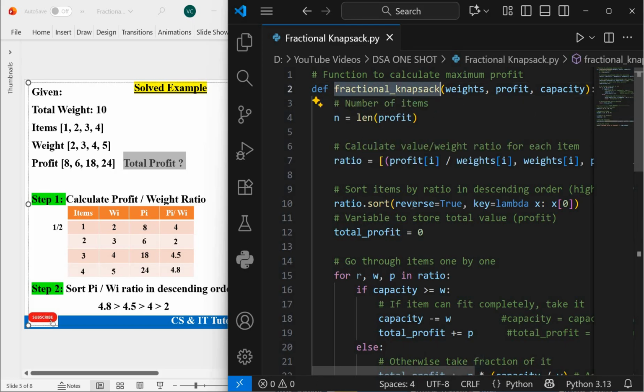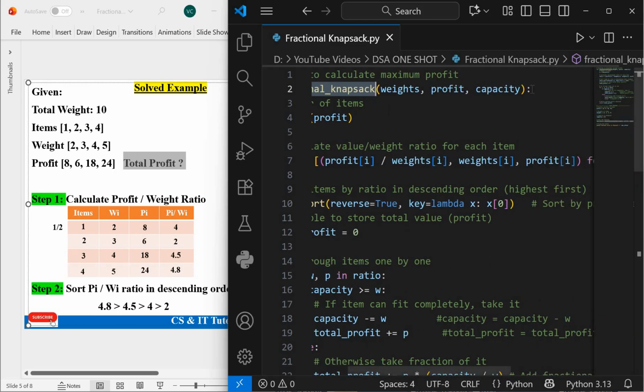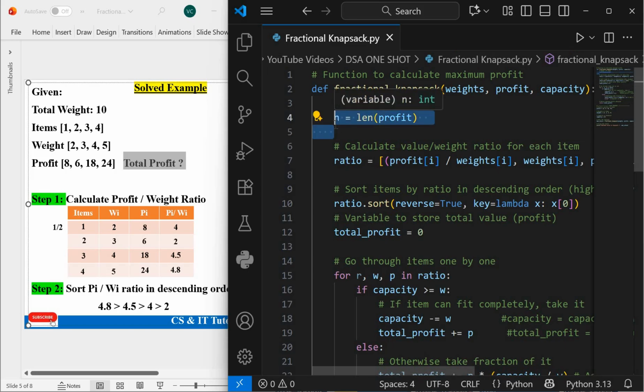In Python we are using the def keyword for declaring the function, and we are passing the 3 parameters: weight, profit and capacity, right? Now next thing is length of profit, meaning how many items are there. In our profit there are total 4 values, so the length of the profit is 4. So n equal to 4. You can also calculate the length of weight for calculating how many items are there, right?